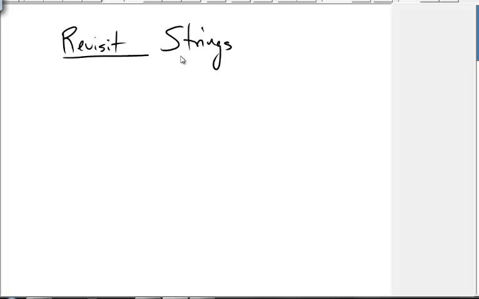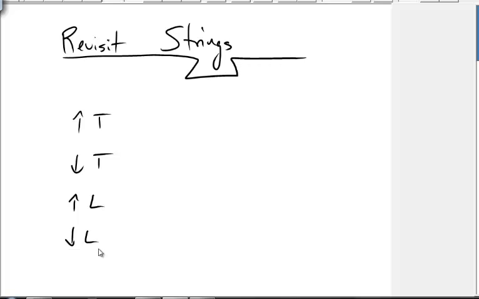Okay. So, revisiting strings, meaning that we already saw these things once, right? Way back last week, we talked about what if we increase the tension and decrease the tension. What if we increase the length of the string, decrease the length of the string? If we recall, by increasing the tension, the frequency went up. And therefore the pitch went up. So tension to frequency was direct. So decreasing the tension means frequency and pitch would have to go down.